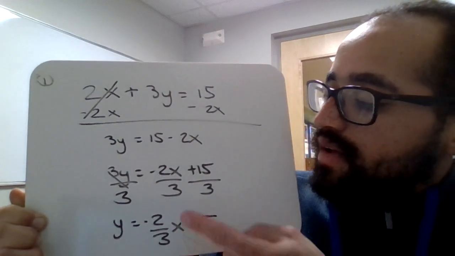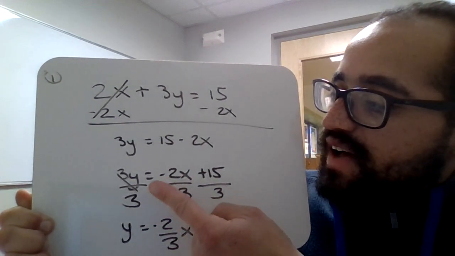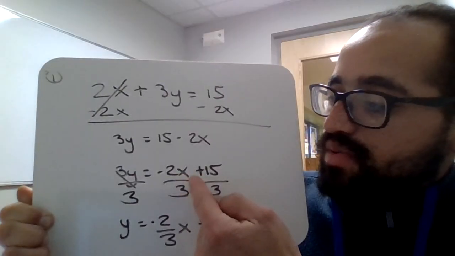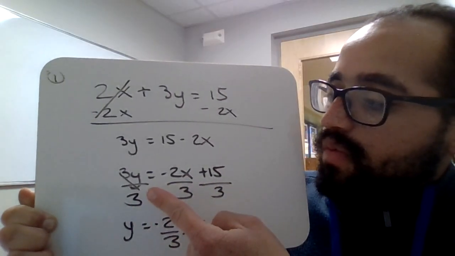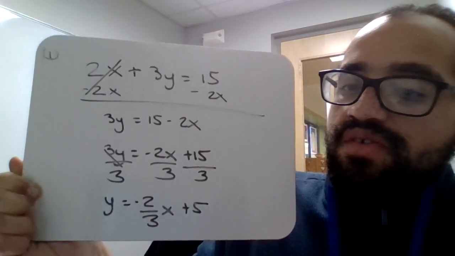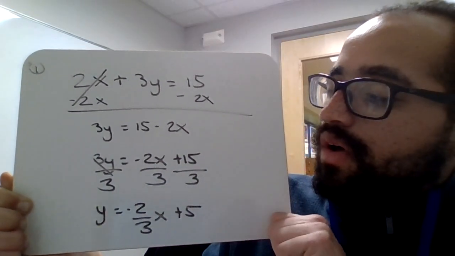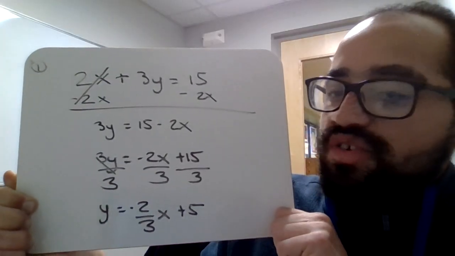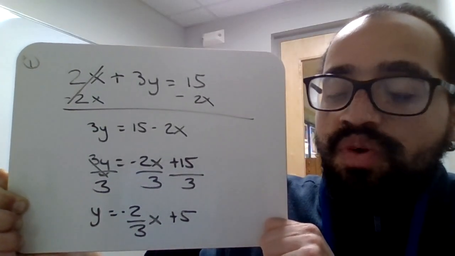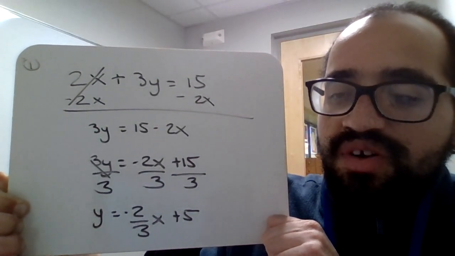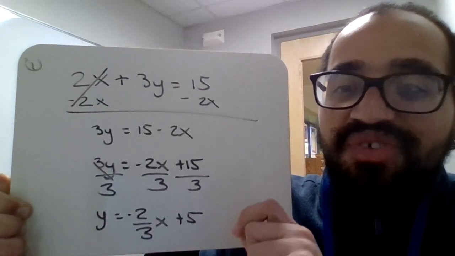Now, we see that there's multiplication taking place. And so what we want to do is set our equation up so that it is in what is called simplest form.